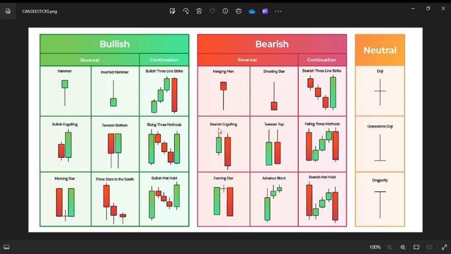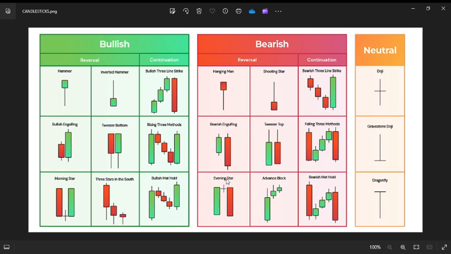The next one is the bearish engulfing candle. Usually at the end of a bullish trend, the bearish engulfing candlestick is an indication that the buyers have lost strength in the market and the sellers have taken over. So you see a strong bearish engulfing candle form at the end of the uptrend, which indicates that sellers have taken over the market.